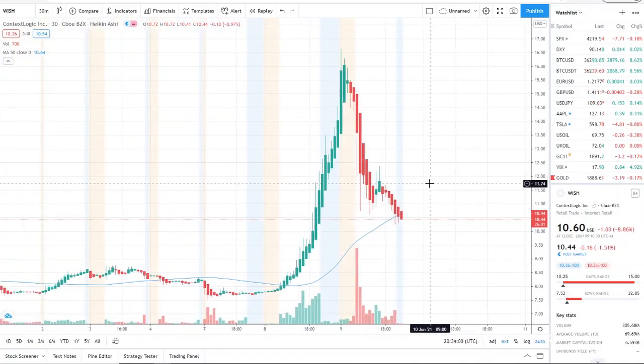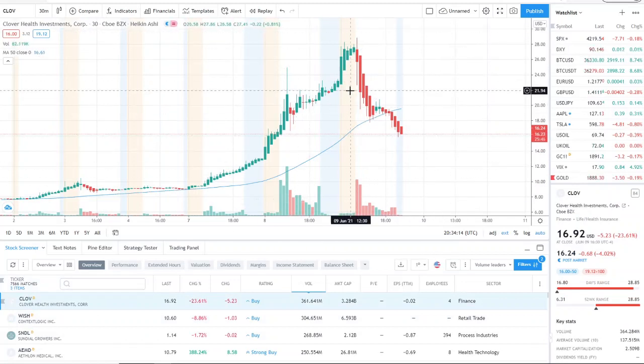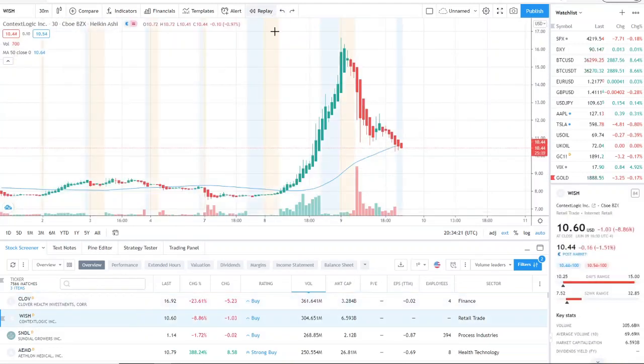So here we are with WISH, ContextLogic Inc, right? ContextLogic Stock, WISH Stock, and we're also going to talk about CLOV stock. So when we look at CLOV, you could see that there's an indirect correlation in the charts. Now, they did not go up the same, but they went down the same, and they went down on the same day, right? This one is WISH, and it jumped up everything that CLOV took several days to get to. It all happened in one day. So profit taking was bound to happen.